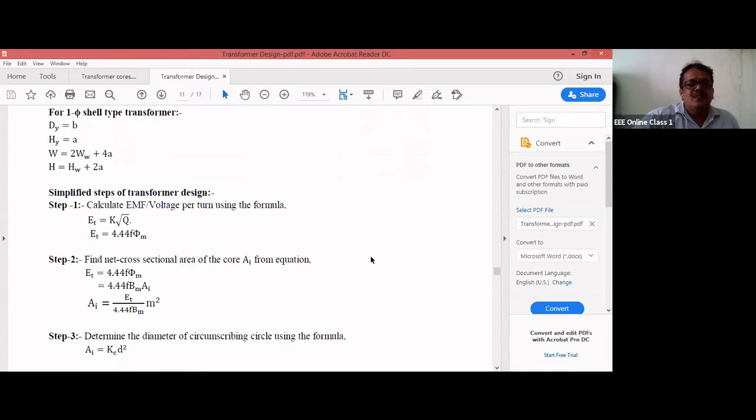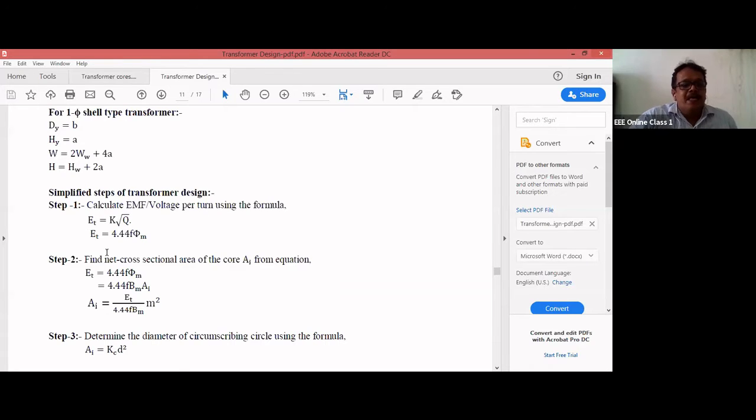Okay. Now come to today's class. What are the simplified steps for transformer design? You have to follow a certain design procedure, so it will be easy for you to calculate, and the flow will be easy for you. What is the first step? Calculate the EMF per turn, or voltage per turn, using the formula: Et is equal to K root Q. Okay, this we have already proved.